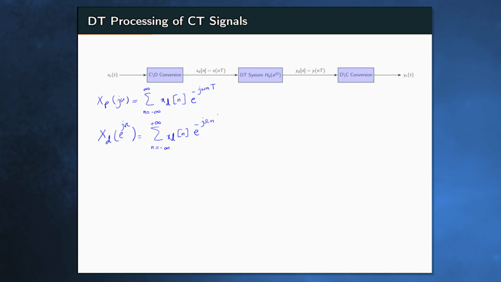So if you compare these two together, you can see that you can get xp of j omega from xd of e to the j omega by scaling the omega variable there. In other words, for lowercase omega equal to uppercase omega divided by T, for these omega values, I'm going to have xd of e to the j omega equals xp of j omega.